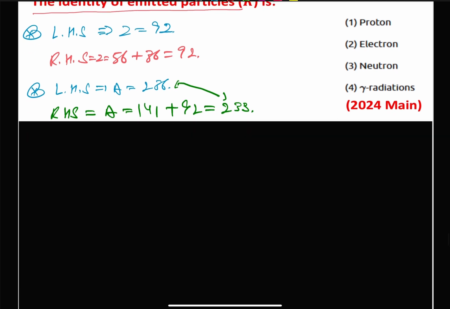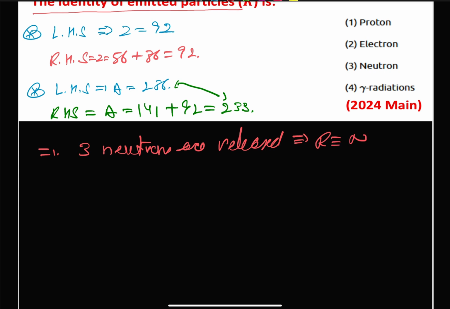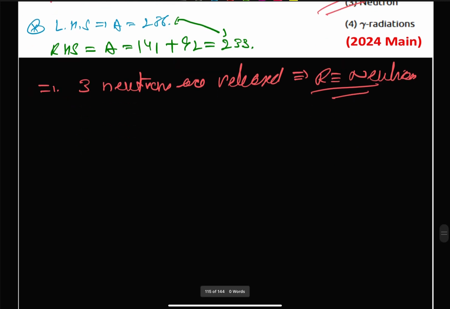So basically we can say that under this condition 3 neutrons are released. Or we can say our R is nothing but a neutron. So option 3 is correct.